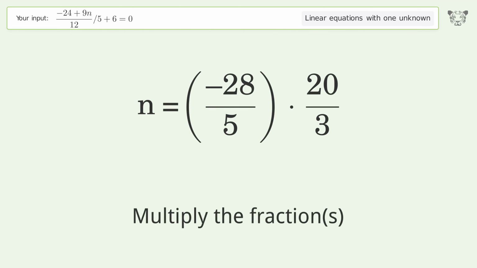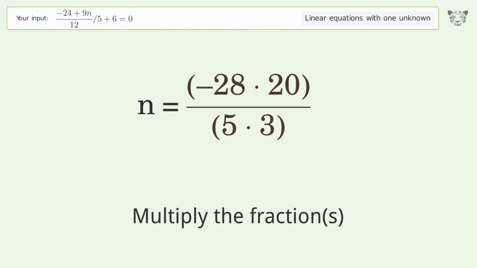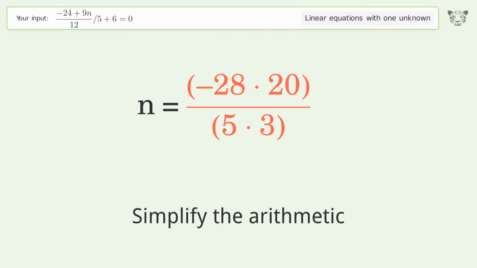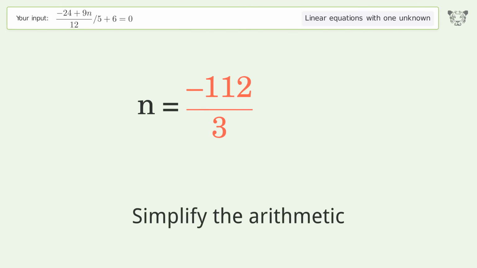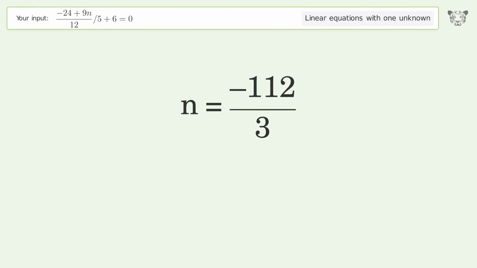Multiply the fractions. Simplify the arithmetic. And so the final result is n equals negative 112/3.